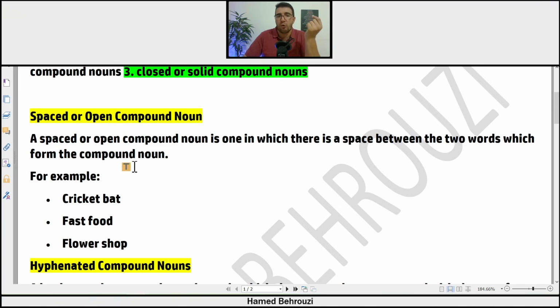A spaced or open compound noun is one in which there is a space between the two words which form the compound noun. Something like a cricket bat, or fast food, or flower shop. See? Cricket itself is a sport. Bat itself is an object. But when you say cricket bat, joined together, they mention one thing in the real world. So this is the rule that you should remember about compound nouns.